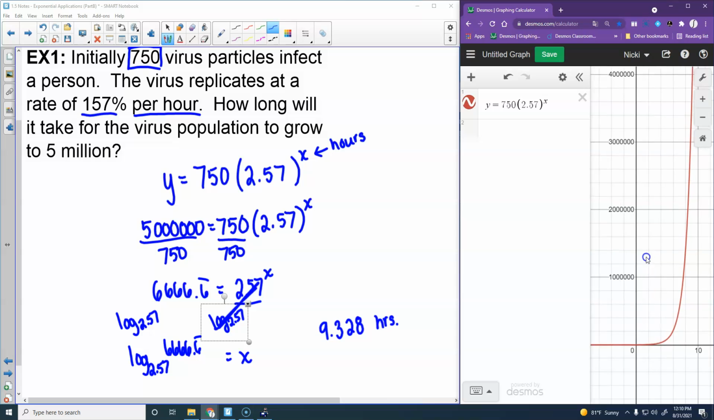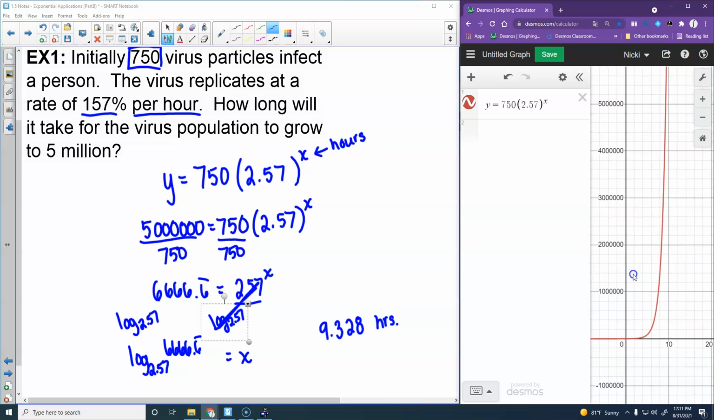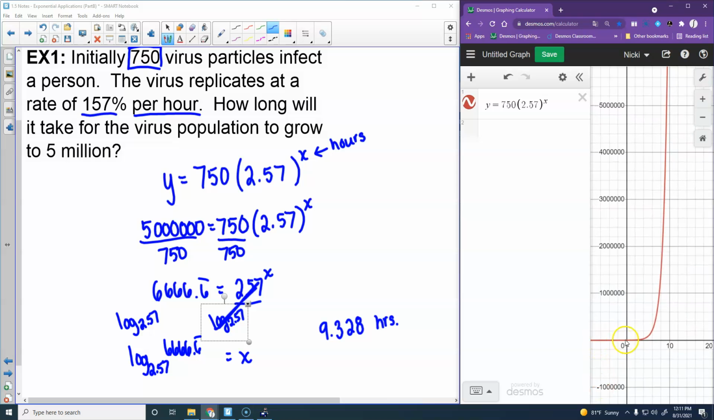You can see here that here's where we're initially infected with 750 virus particles. It's growing exponentially, but at first it's growing really slowly. You don't feel bad at this point, right? But then it's going to really take off at this point, which is where you really need your immune system to come in and start killing it off, right? Because if it just goes up forever, then you're probably going to have some major problems.